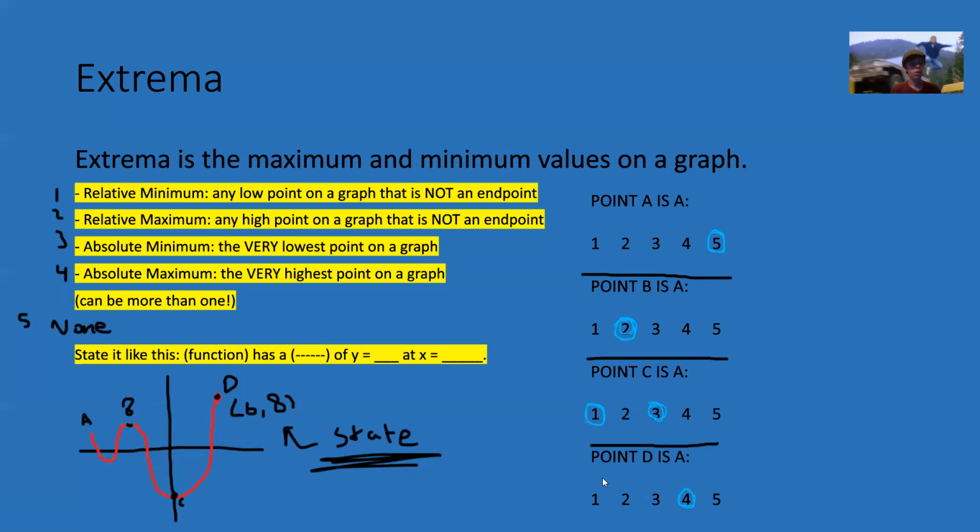Okay, now let's state the extrema for point D. I'm not going to write it, but I'll say it. So listen to what I say. Let's say that it's f of x. So f of x has a, what did we say D was? Absolute maximum. So f of x has an absolute maximum at y equals 8 at x equals 6. And there you go, that is extrema, and intervals of increase and decrease. Thank you for watching, and I'll see you on the next video.